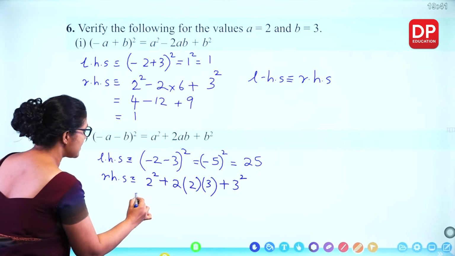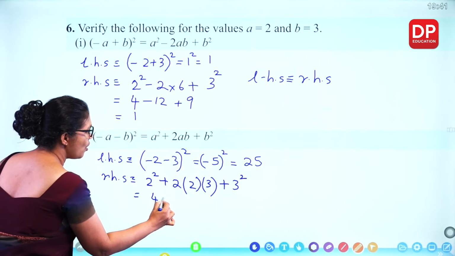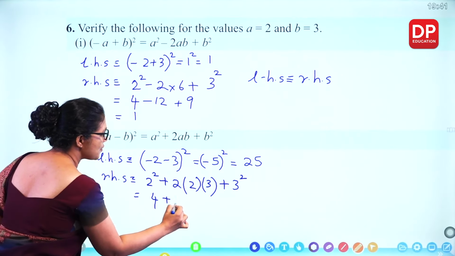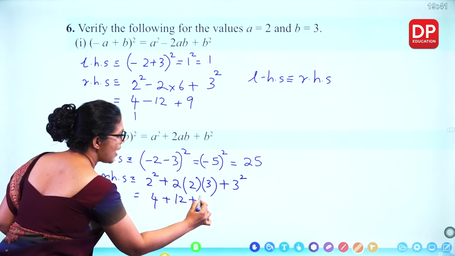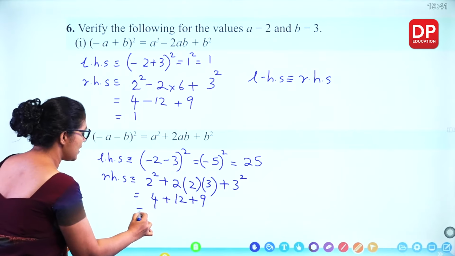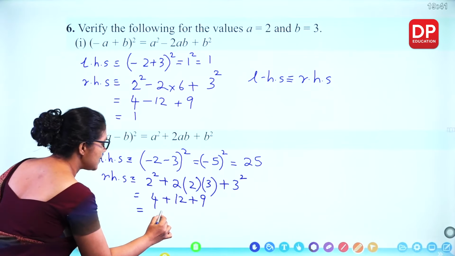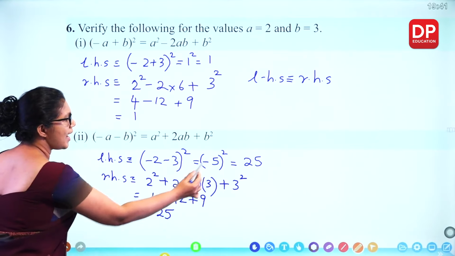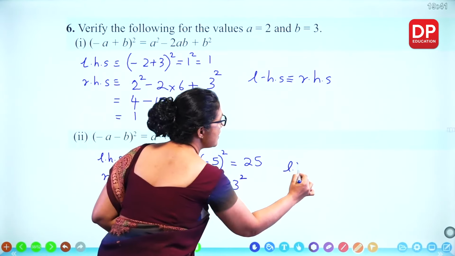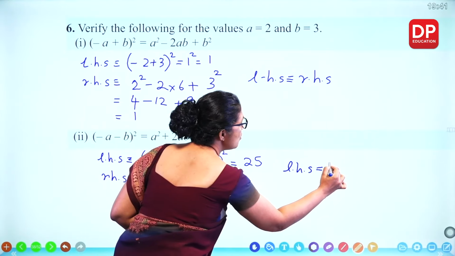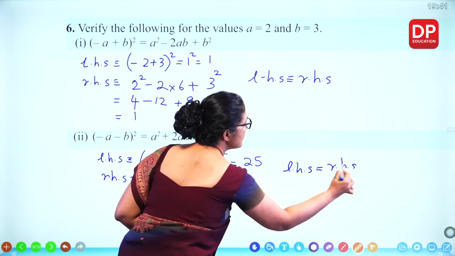Now simplify this side. 2 squared is 4. 2 times 2, 4. 4 times 3 is 12. Plus 3 squared is 9. So here you get 9 plus 4 is 13. 13 plus 12 is 25. So you can see left hand side is equal to right hand side.